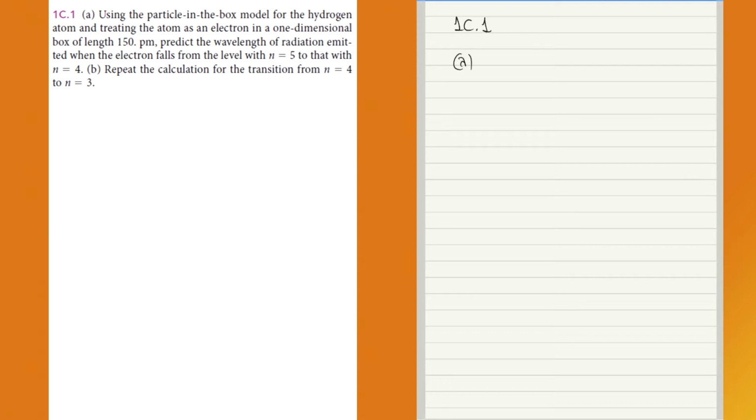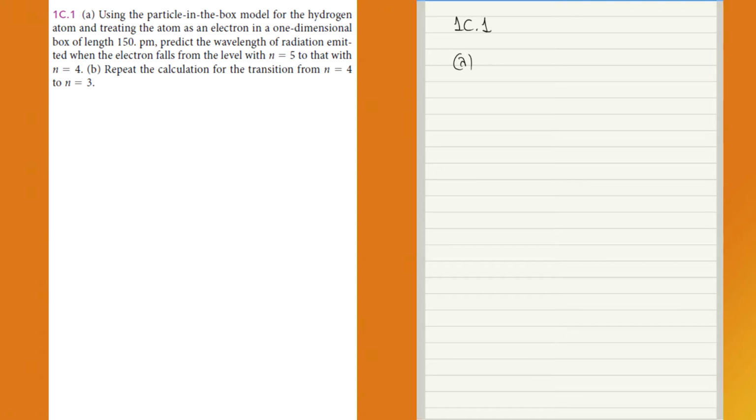Today I'll solve exercise 1C.1 on the biochemical principles. So let's get started, first with letter A. Letter A is practically equal to letter B, so they are both similar in general, but I'll focus on letter A. The problem requires you to determine the energy transition between one quantum level and another in a box.